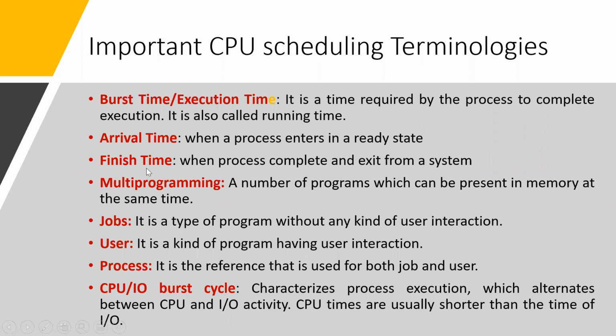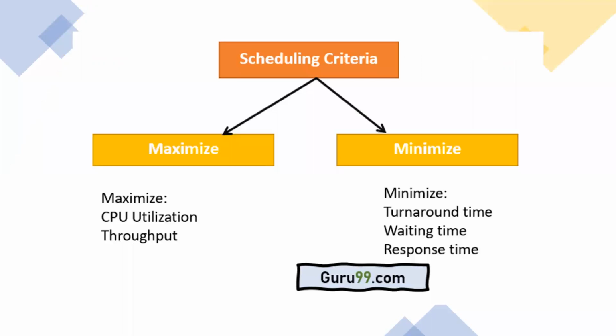So, important CPU scheduling terminologies. Of course, we have burst time or execution time, arrival time, finish time, multi-programming, jobs, users, process, CPU or input-output burst cycle. Now, we have here the scheduling criteria. We have maximize and minimize. When we say maximize, that is CPU utilization and throughput. On the other hand, minimize is turnaround time, waiting time, and response time.